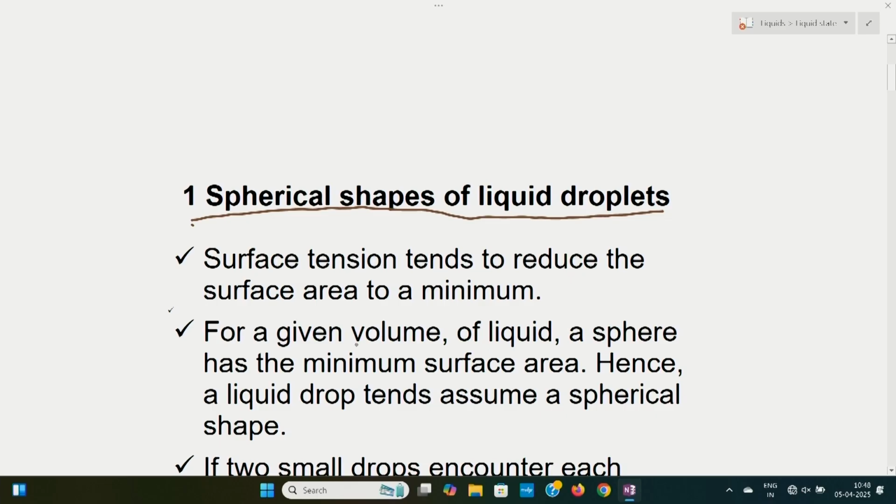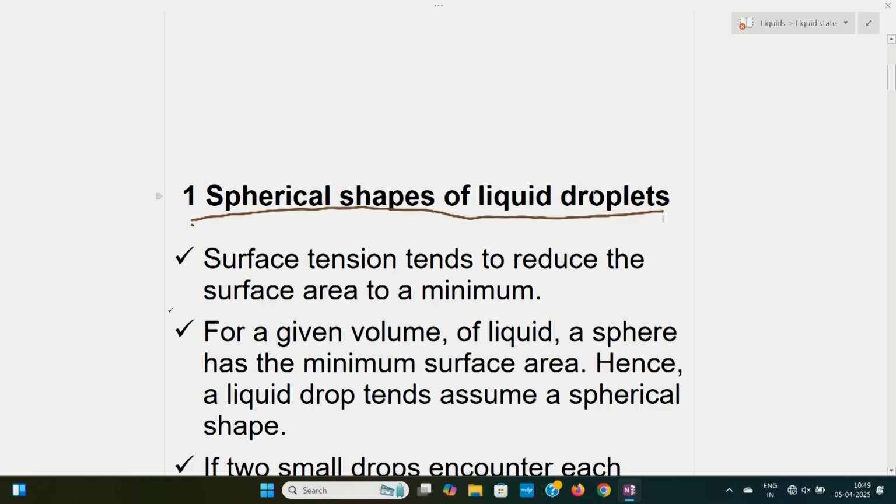Then the second point is that when two liquid drops come together, they will join and form a larger drop, because the larger drop has a smaller surface area than the two liquid drops. If we consider two liquid drops, one has one surface area and the other has another surface area. Together, their combined surface area is larger than that of the single larger drop. Therefore, the liquid will acquire the larger drop shape when two liquid drops come together.